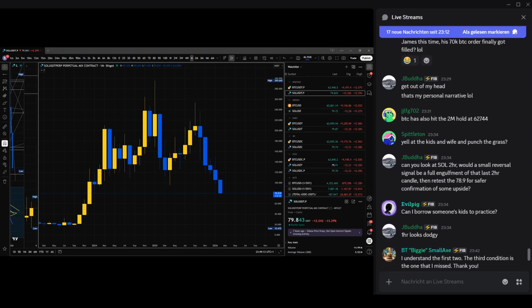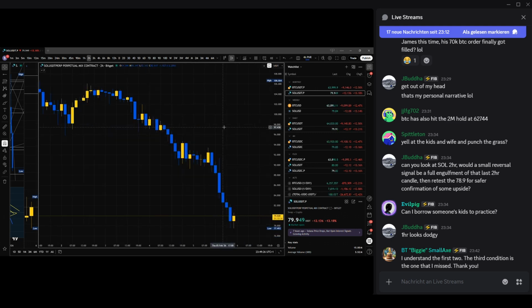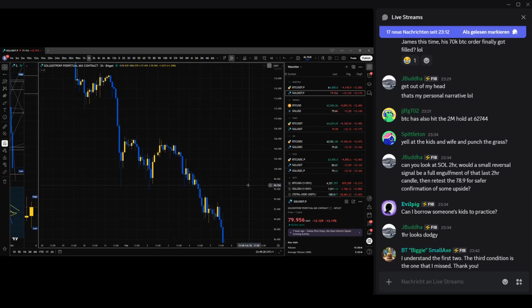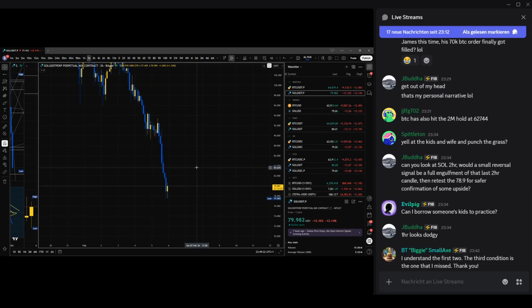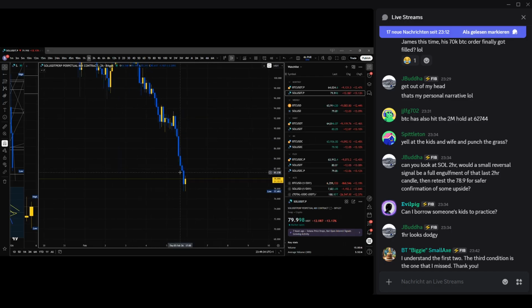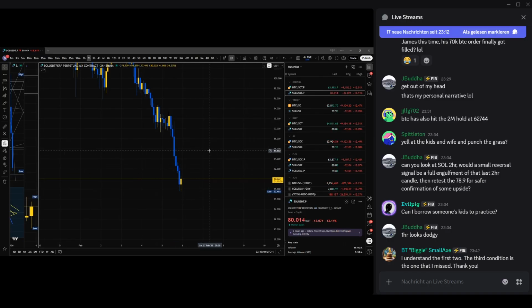Okay, look at Sol 2 hour. Would a small reversal signal be a full engulfment of that last 2 hour candle? Then retest the 89 for safer confirmation of some upside. So what are you trying to long here? Like if this 2 hour would engulf here, then this to you, if that's enough for a reversal. Jay Buddha?